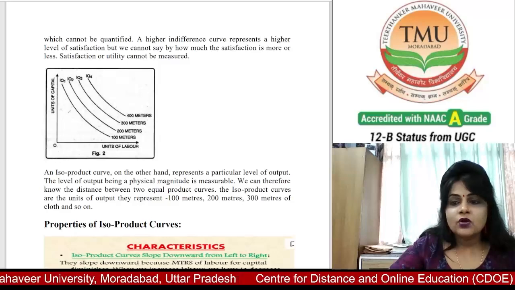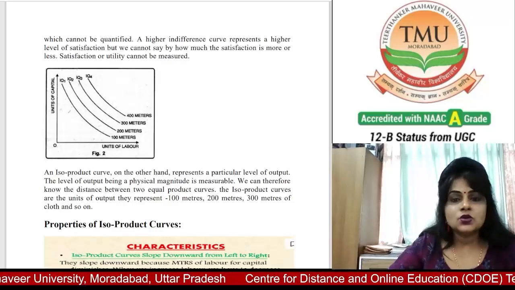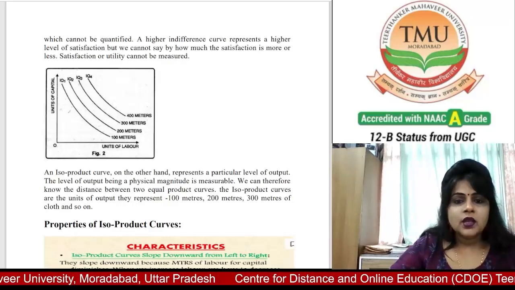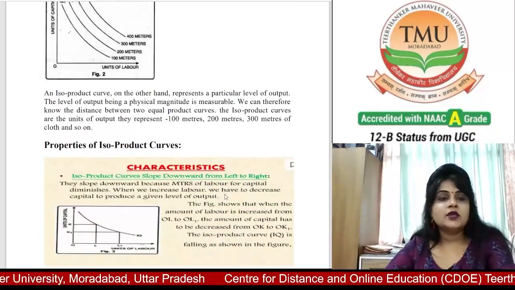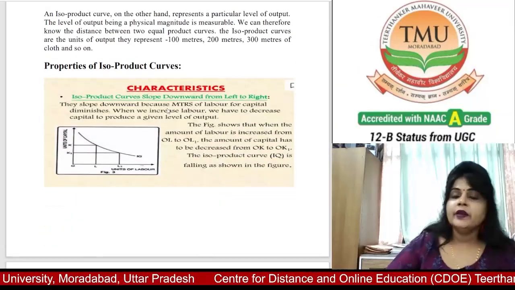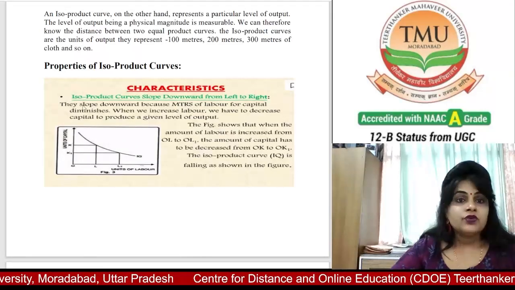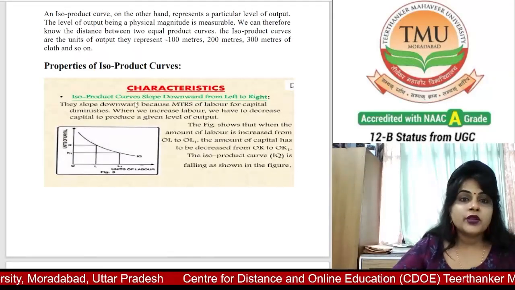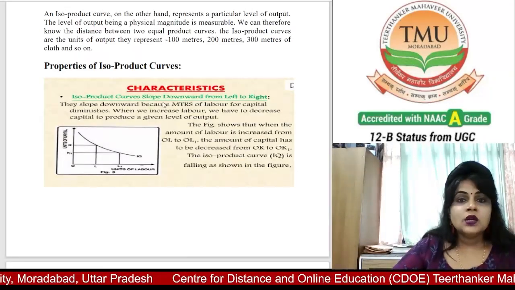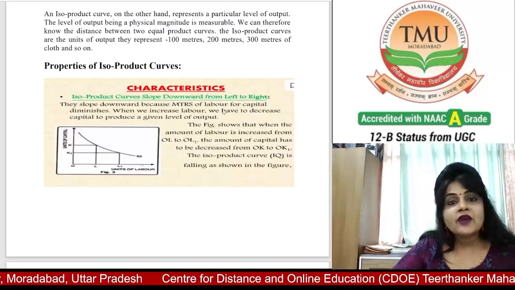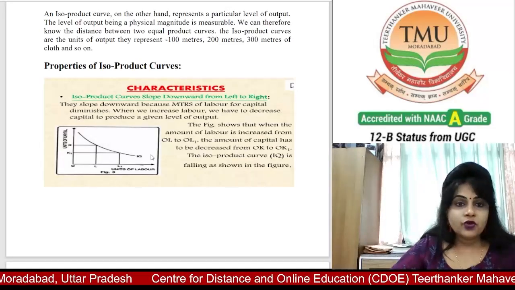We discuss the properties of isoquants. There are several properties of isoquants, also called the characteristics of the isoquant. First of all, isoquant curves slope downward from left to right.